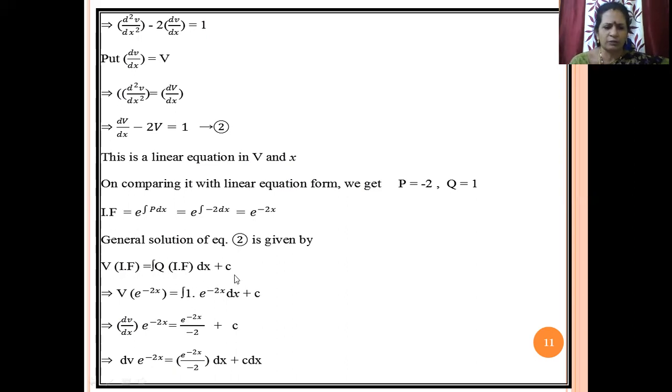V into integrating factor. We have already discussed this in the previous chapters. The general solution of the linear equation is V into integrating factor is equal to the integral of Q into integrating factor dx plus C. Now substitute the integrating factor here and simplify. Now replace V by dV by dx. Now integrate e power minus 2x, which is e power minus 2x by minus 2 plus C. So this simplifies to dV into e power minus 2x is equal to e power minus 2x by minus 2 into dx plus C dx.